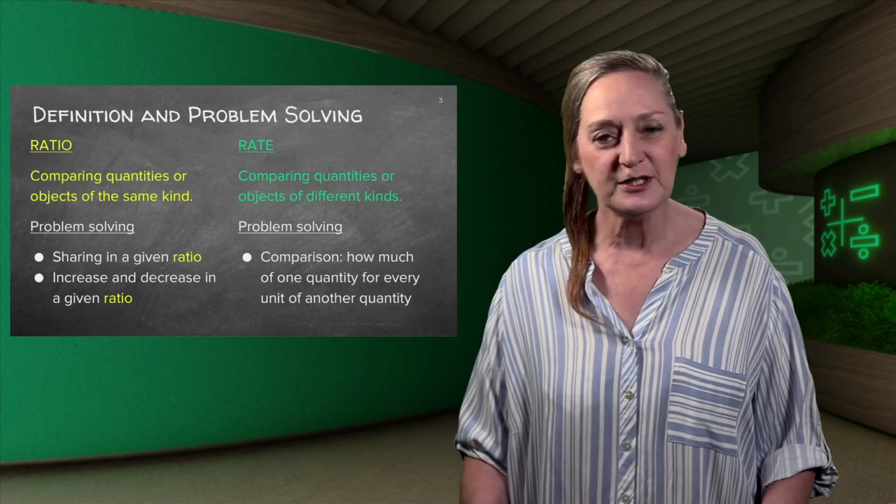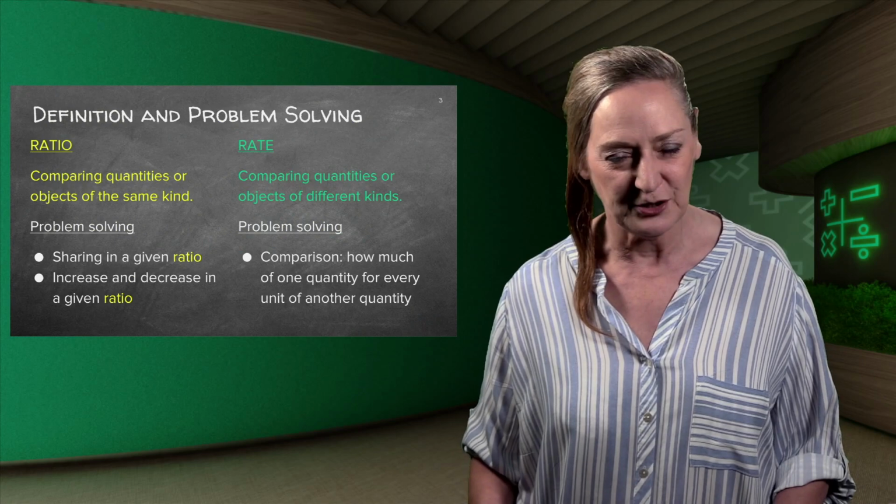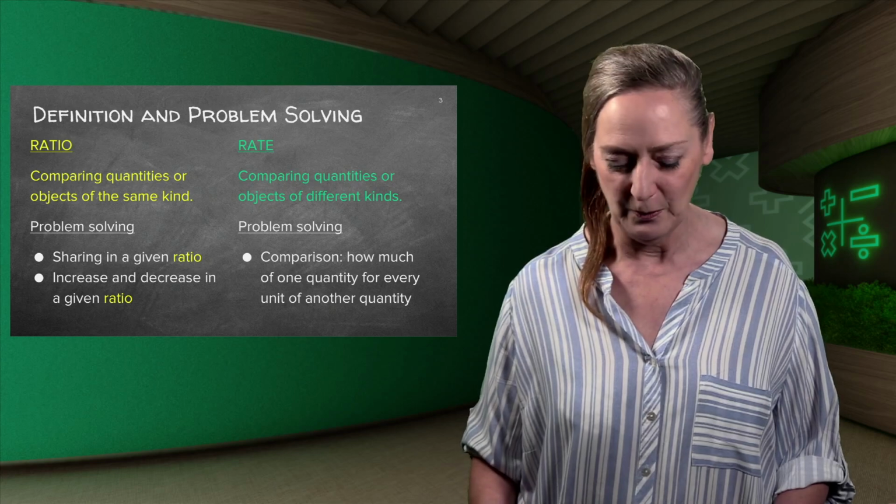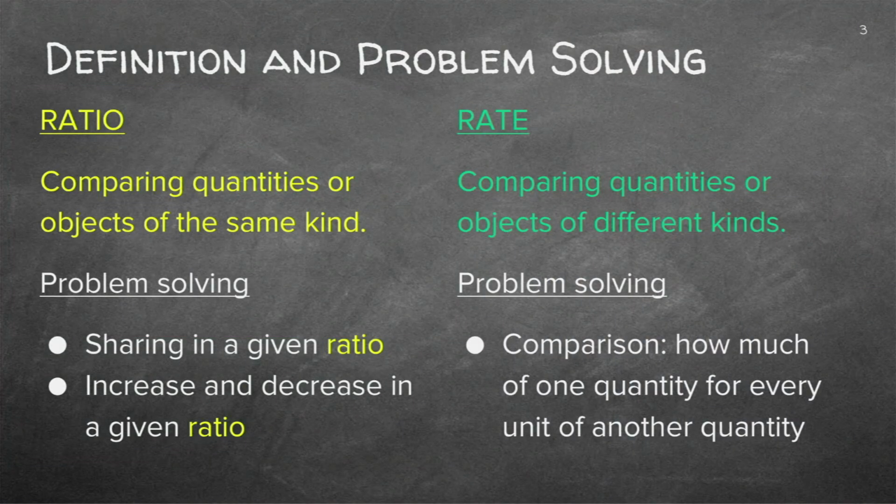Let's look at the definition and problem solving of rate and ratio. You need to understand the difference between rate and ratio very well. So ratio, we compare quantities or objects of the same kind. In rate, we compare quantities or objects of different kinds. In ratio, we're going to do two types of problem solving, sharing and increase and decrease. In rate, we're only going to do one problem, which is comparison.